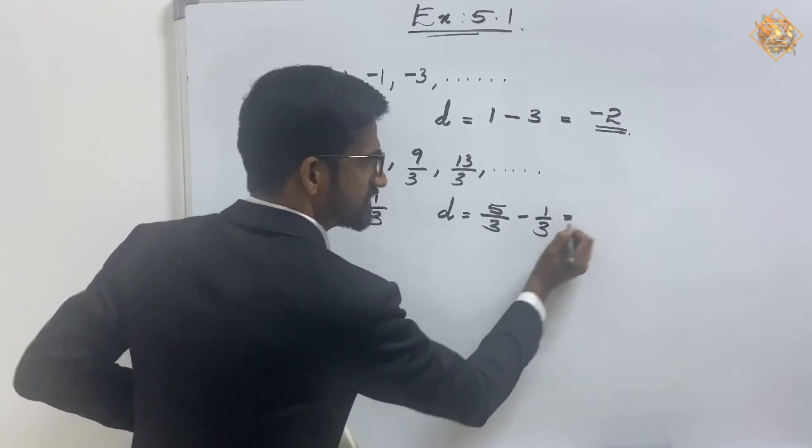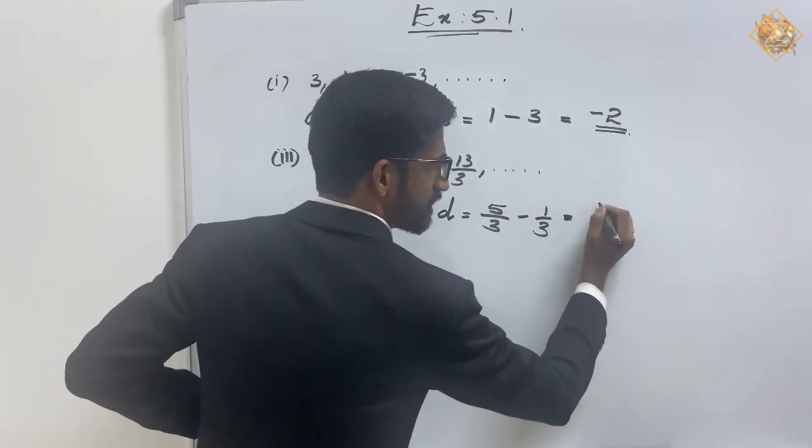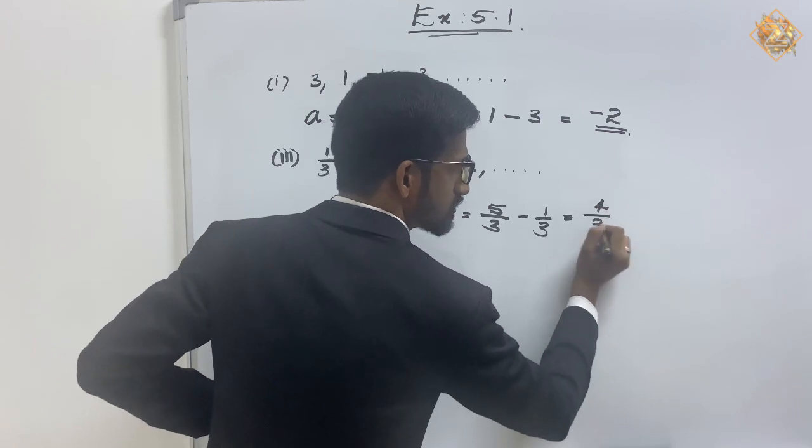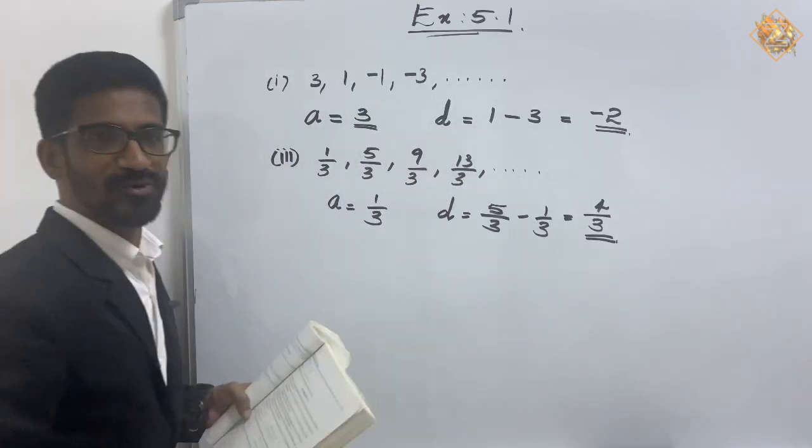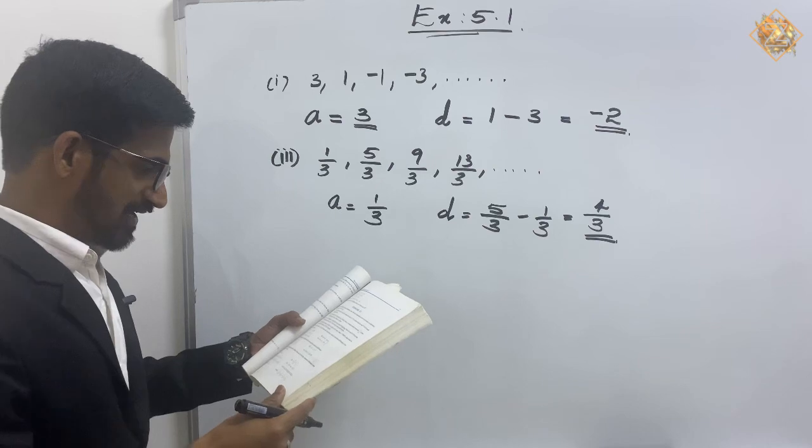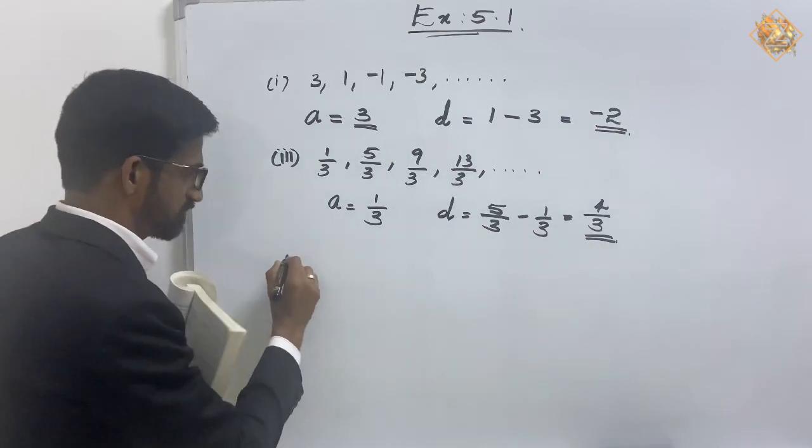Isn't it? So that is (5 minus 1)/3. 5 minus 1, that is 4/3. Hope you got it. Now similarly, question number 4, hope that you can try.